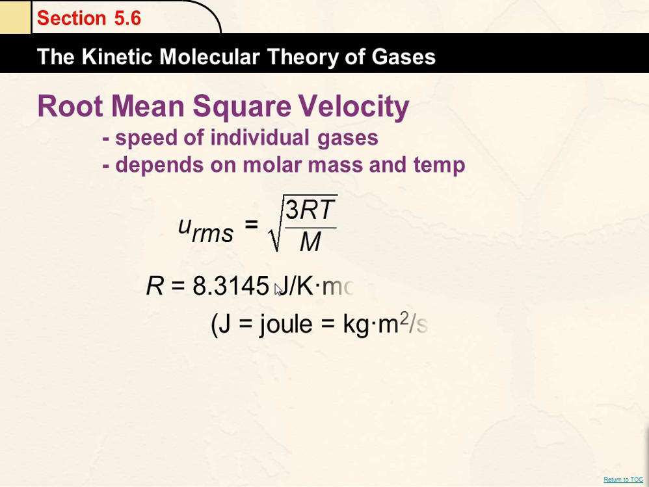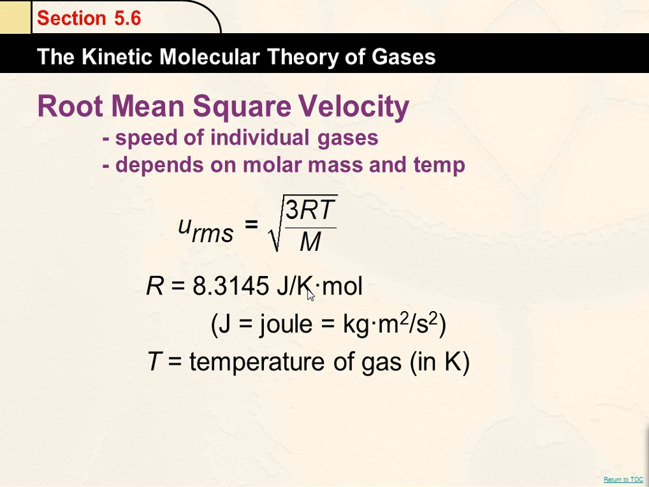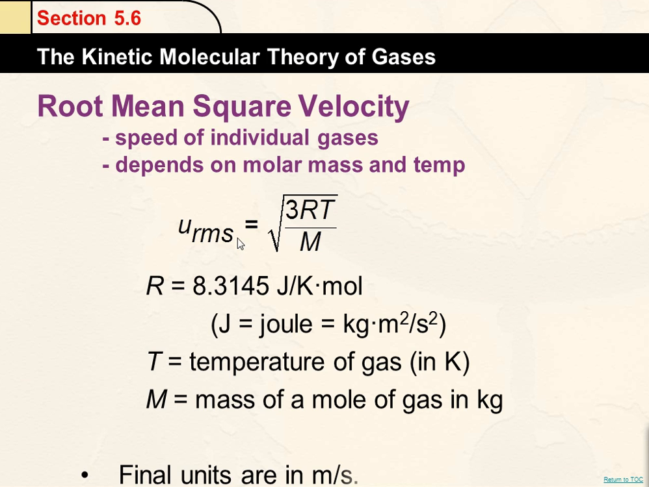Again, we want to have the correct units, and so because it depends on temperature and energy, we need the ideal gas constant that has joules in it. Temperature must be in Kelvin so that it has consistent units with the R value. And then the mass of 1 mole of gas has to be in kilograms, so the molar mass has to be in kilograms per mole, again, to match the units that are in joules. It's very important to have consistent units. When you simplify all these units out, you will get units in meters per second for the root mean square velocity.